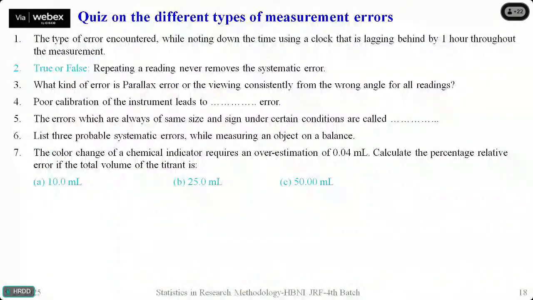Now all of you can be active. Try to attempt. These are not big equations, only quiz: question, answer, point, answer. There are only 7 questions. The type of error encountered while noting down the time using a clock that is lagging behind by 1 hour throughout the measurement. Okay, I'll show you the entire answer together in a single click. It will come. Anybody else has got any other answer?